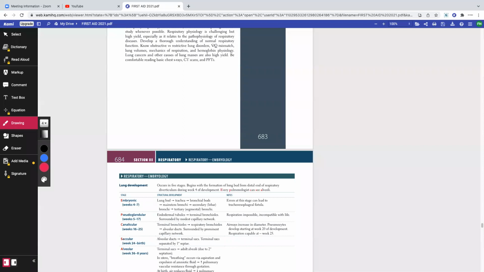Okay, next question for Dr. Singh. Name the two SERMs. Clomiphene, tamoxifen, and raloxifene. Okay, tamoxifen, can it cause endometrial cancer? Yes or no? Yes. Okay, thank you so much.